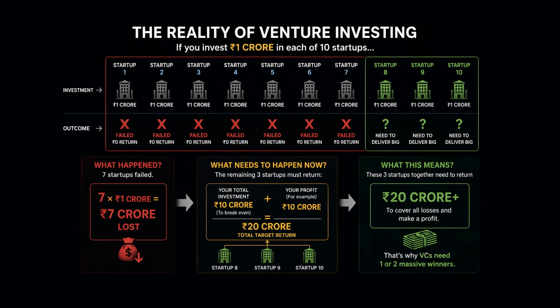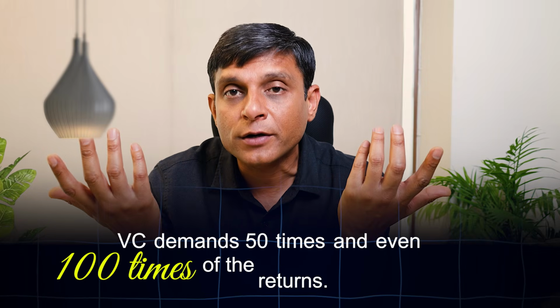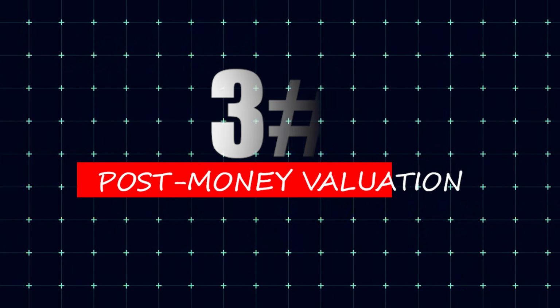So for SwiftMed, let's say the VC wants 10x of the return in the next 5 years, and that's actually conservative for Series A funding. In earlier stage funding, sometimes VCs demand 50 times and even 100 times of the returns. Okay, so these are the kinds of returns they expect when they put their money into a high-risk business at a very early stage. Now, guys, let's move to the next step, step 3.